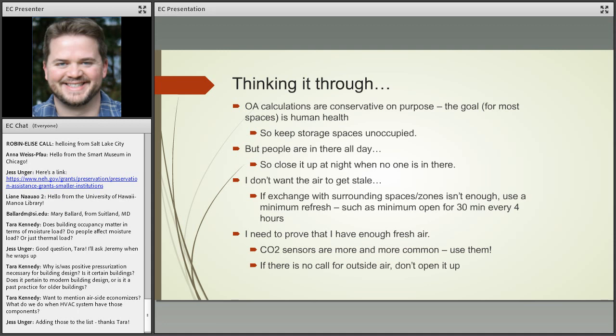And finally, using CO2 sensors, if there is no call for outside air, don't feel like you need to open it up. The collection specifically typically does not require it. And like I said, there are very few exceptions that we need to think about, but those are really case-by-case points.